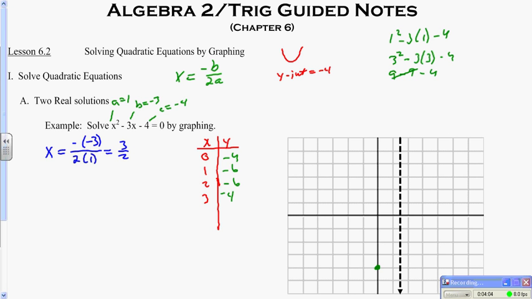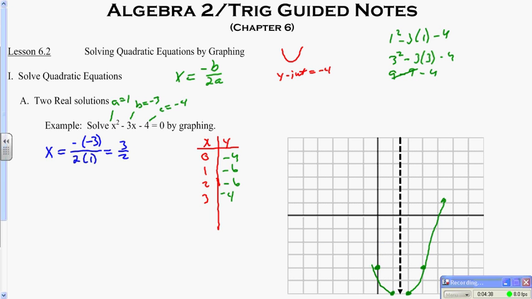Now if we graph those points, we have 0 at negative 4, which is the y-intercept. 1 is at negative 6. 2 is at negative 6. And 3 is negative 4. Now that should make sense because the line of symmetry should go right down the middle, and if we have a point on one side, it should mirror the distance to the other side. So we have a parabola going like this.